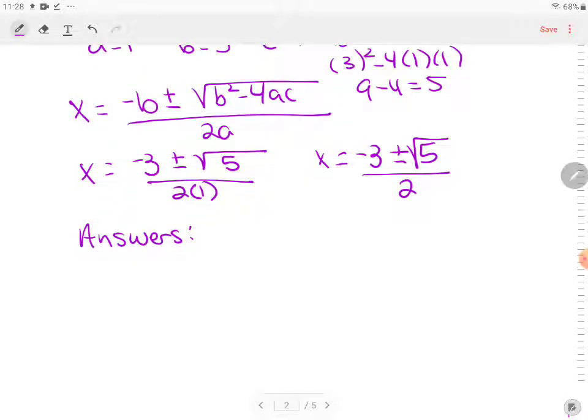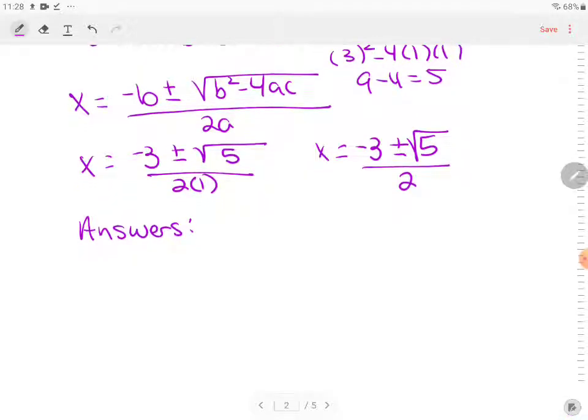Actually, let's look back at the original. And if we look back, it was x to the third. So there's 3 answers. So the answers are the 5 from the calculator, and then from our work here, negative 3 plus square root of 5 over 2, and negative 3 minus the square root of 5 over 2.